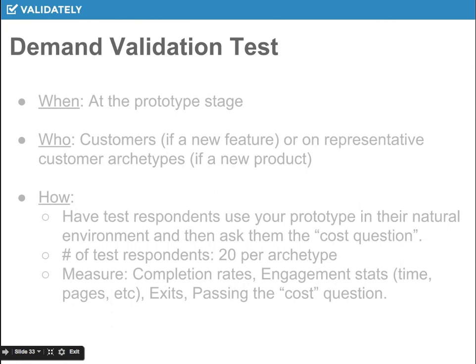In summary, a demand validation test puts a prototype in front of a potential customer in their natural environment and then asks some form of the cost question, either their time, their reputation, or their money. It's best to do this test on at least 20 respondents and then review the results. If it's clear that there's demand, or frankly, if there's not demand, then you have your answer. If it's unclear, you can certainly try it with another set of respondents. But after a while, if you've tried it over and over again and the results are still unclear, then that's probably your answer as well.